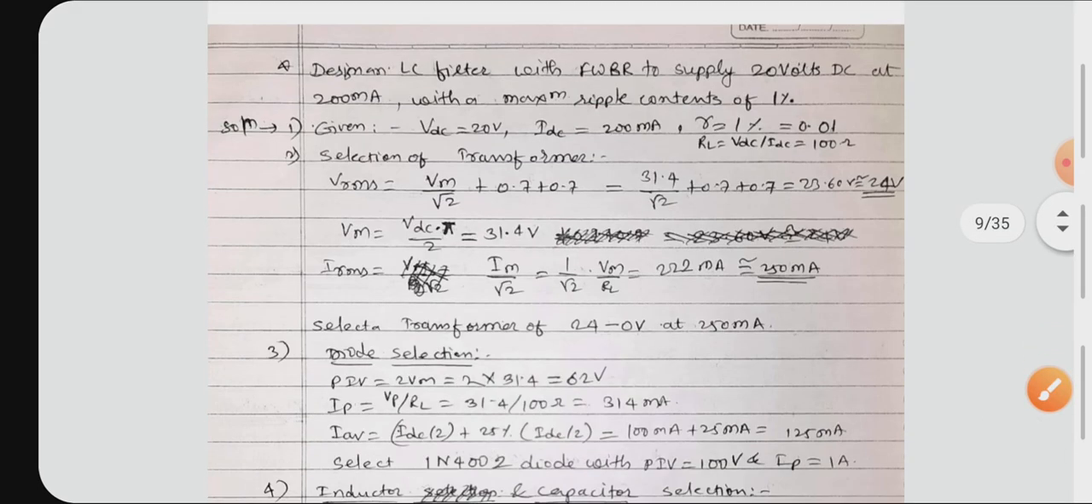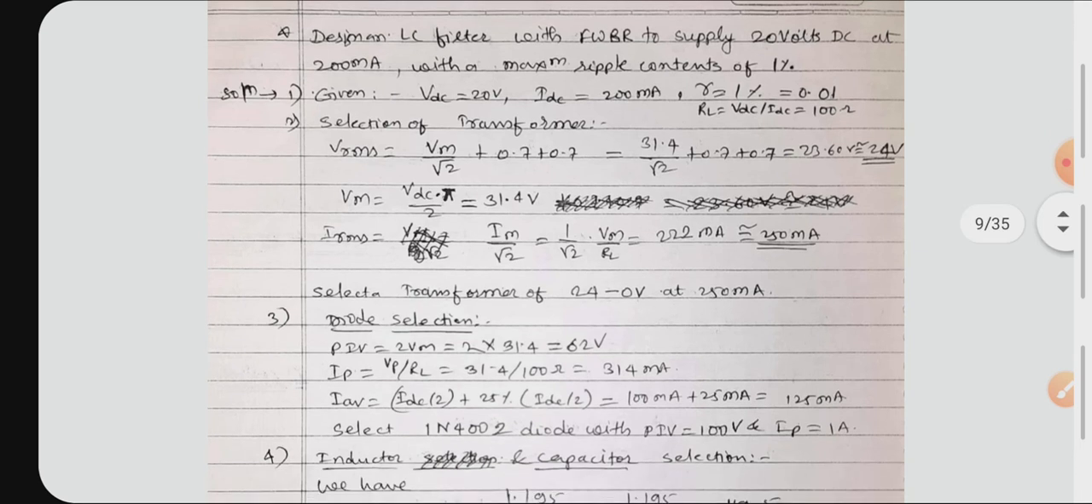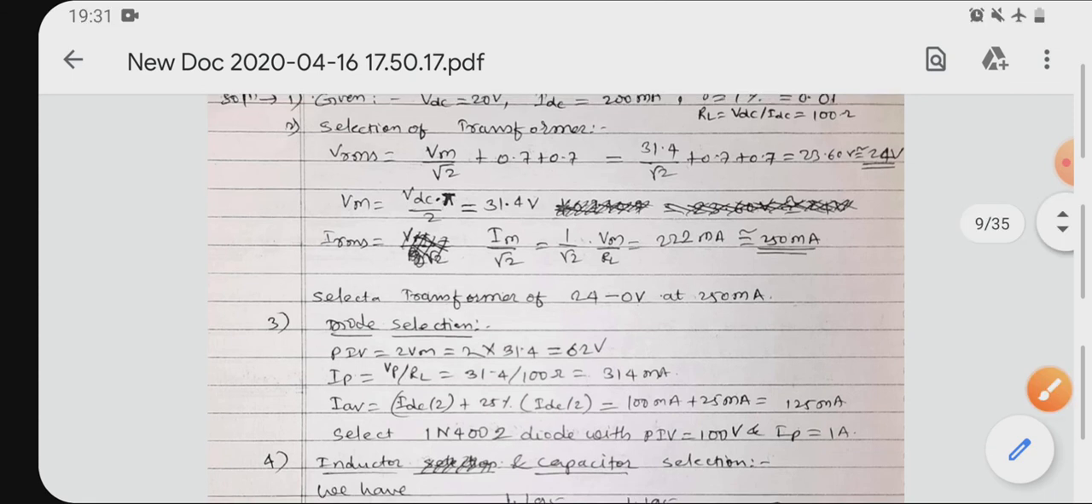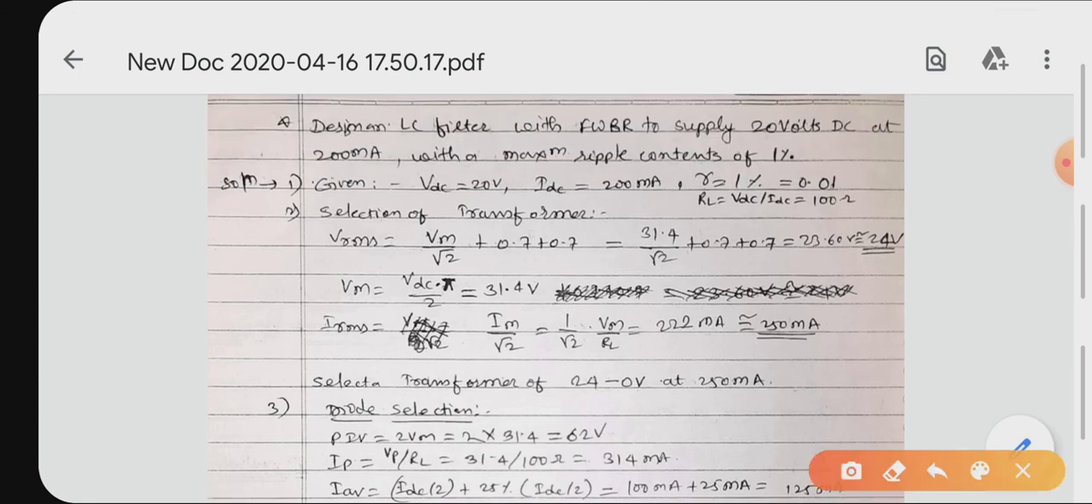Next one, LC filter. This is the problem for LC filter. It is mentioned in the problem, use the full wave bridge rectifier to supply 20 volts DC at 200 milliampere. That means IDC and VDC are given. Maximum ripple contents are given as 1%. Okay, so first step, again, list out what is given. VDC 20 volt, IDC 200 milliampere, ripple factor 1%, which is equal to 0.01. RL can be calculated directly, VDC by IDC equal to 100 ohm.